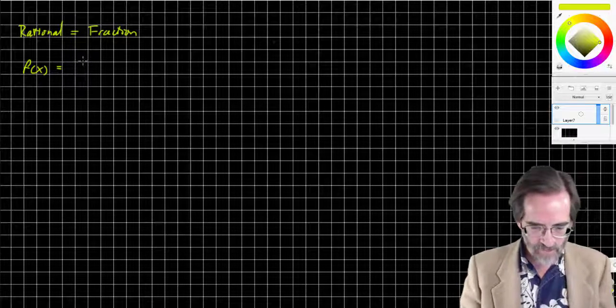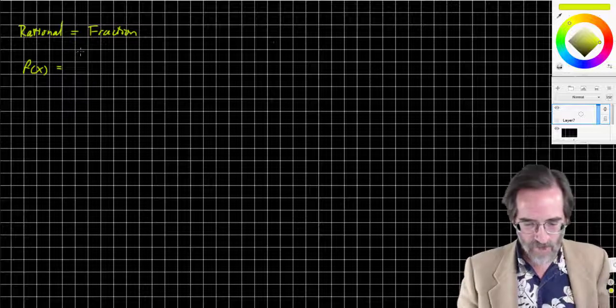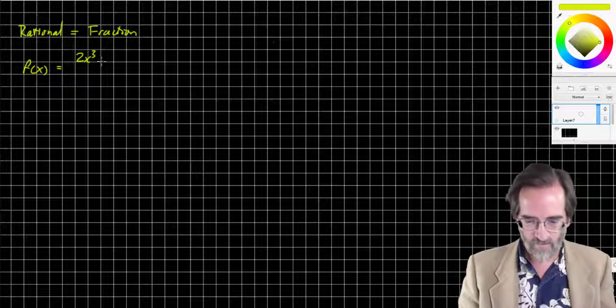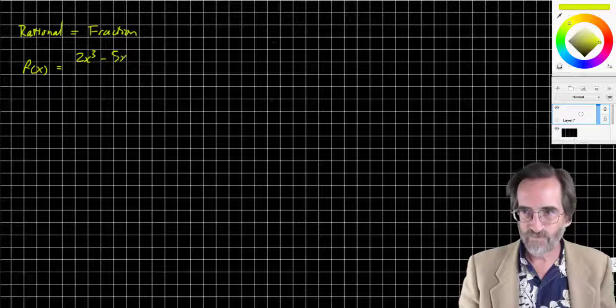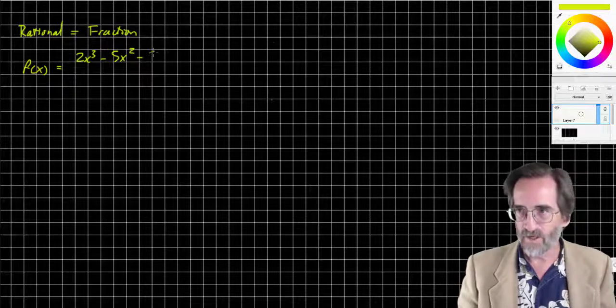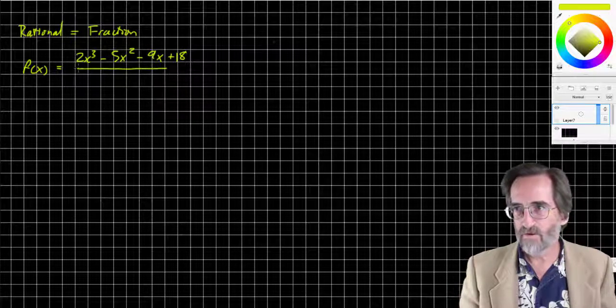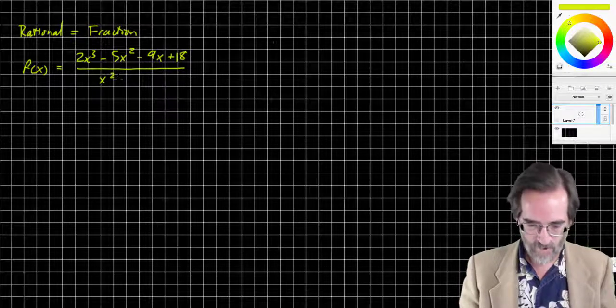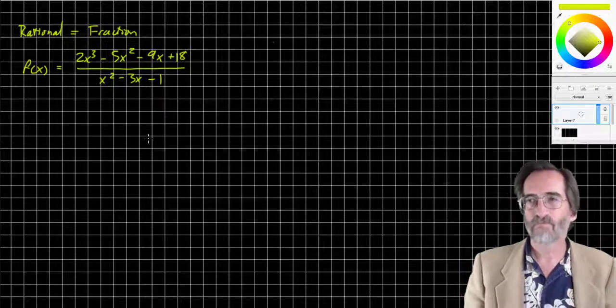Let me give you an example here. I'm going to graph 2x cubed minus 5x squared minus 9x plus 18, all divided by x squared minus 3x minus 10.